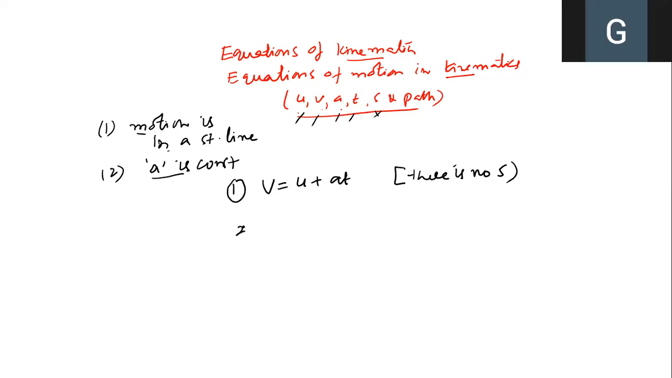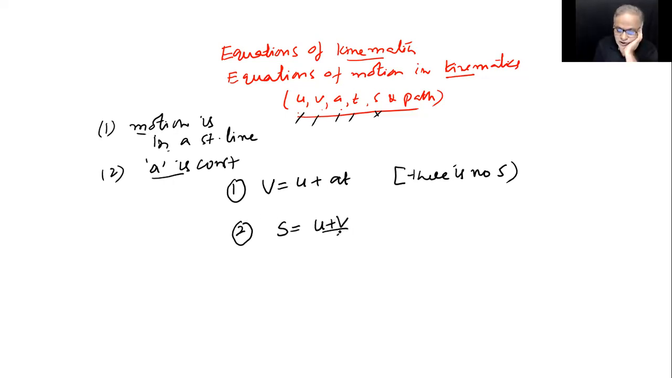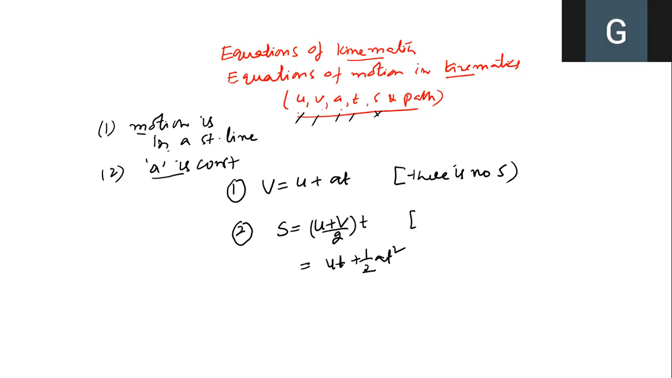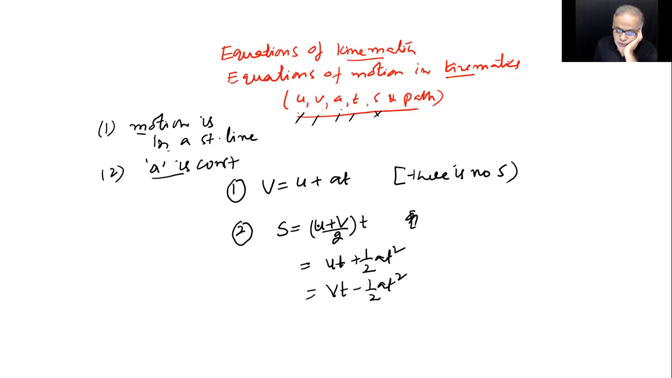Second equation, S equals (U plus V)/2 into T. You can write it first, because sometimes even without A you can use this. This is also equal to UT plus half AT square. We substitute V equals U plus AT here and get this. But I can also write it as VT minus half AT square, by writing U equals V minus AT.